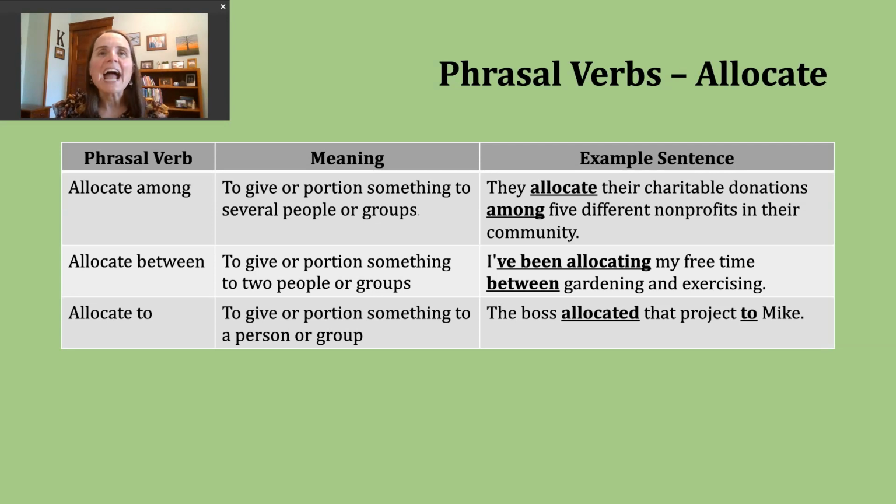Okay? The last phrasal verb we'll talk about is to allocate to. Okay? Here, again, we're giving some small part or we're portioning off, but here we're doing it to a single person or a single group. An example of this: the boss allocated that project to Mike. Right? So only one person receiving it. Okay?